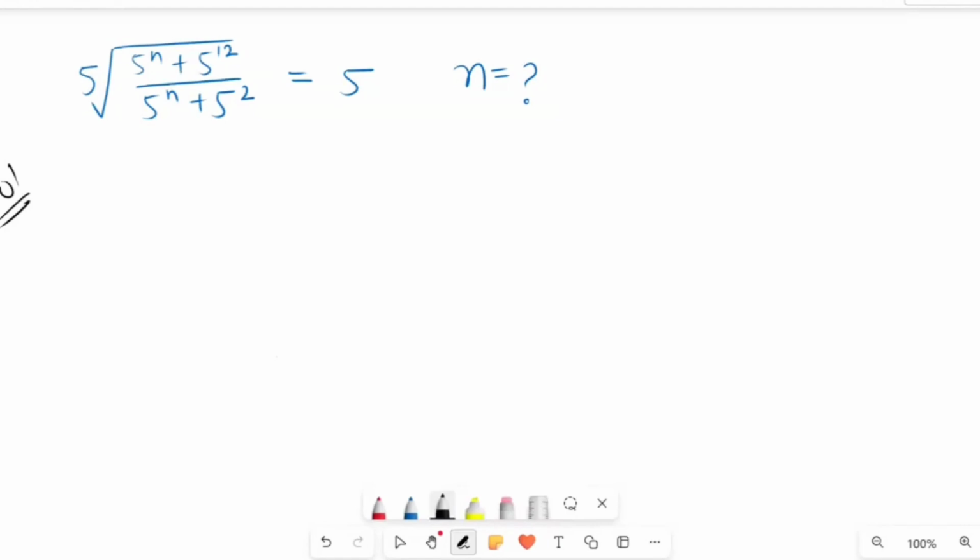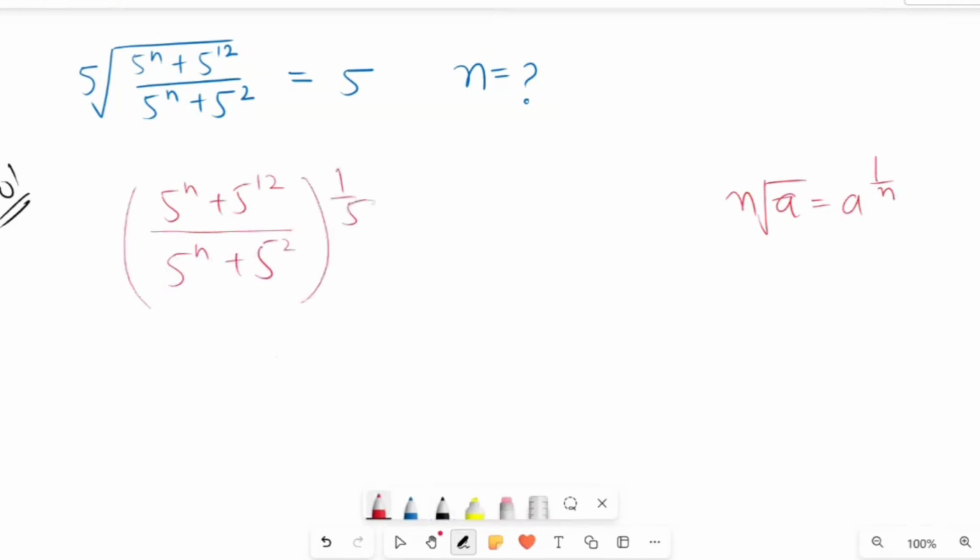In the first step, I am going to use the radical property, that is the nth root of a is equal to a to the power of 1 over n. So this will turn to ((5^n + 5^12) / (5^n + 5^2)) to the power of 1/5 is equal to 5. In the next step, I am going to raise 5 on both sides.